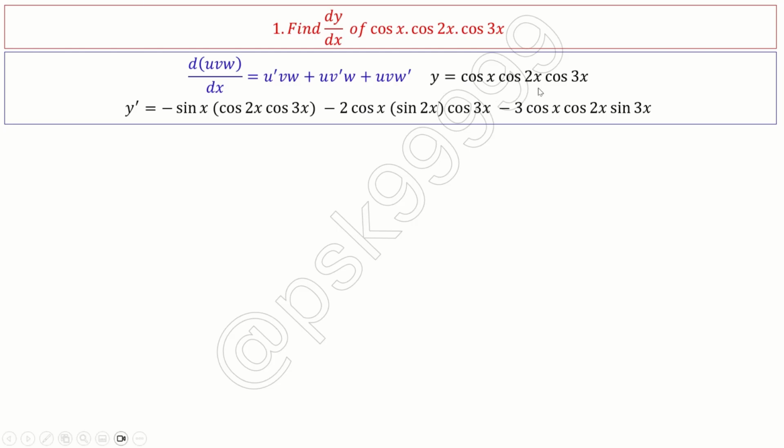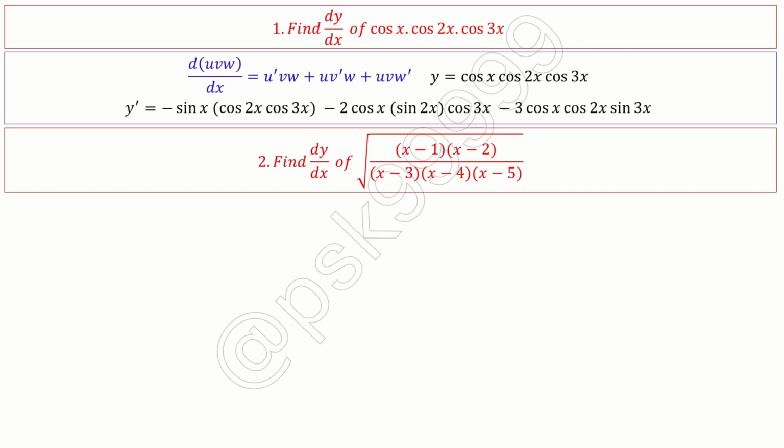y equal to cos x into cos 2x into cos 3x. So y dash is minus sin x into cos 2x cos 3x as is, then minus 2 cos x into cos 2x, whose differentiation is minus sin 2x, and 2x differentiation is 2, into cos 3x, then cos x cos 2x as is, and cos 3x differentiation is minus sin 3x and 3. So this is how you can do differentiation of this one, for u v w or whatever number of functions are there in a product.